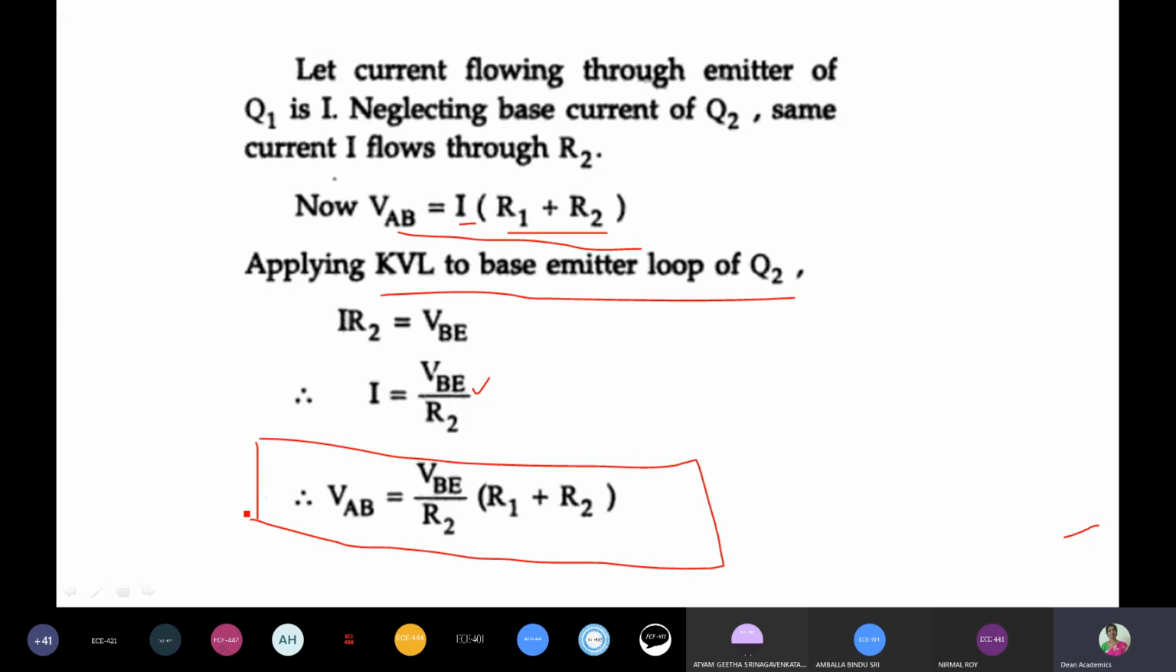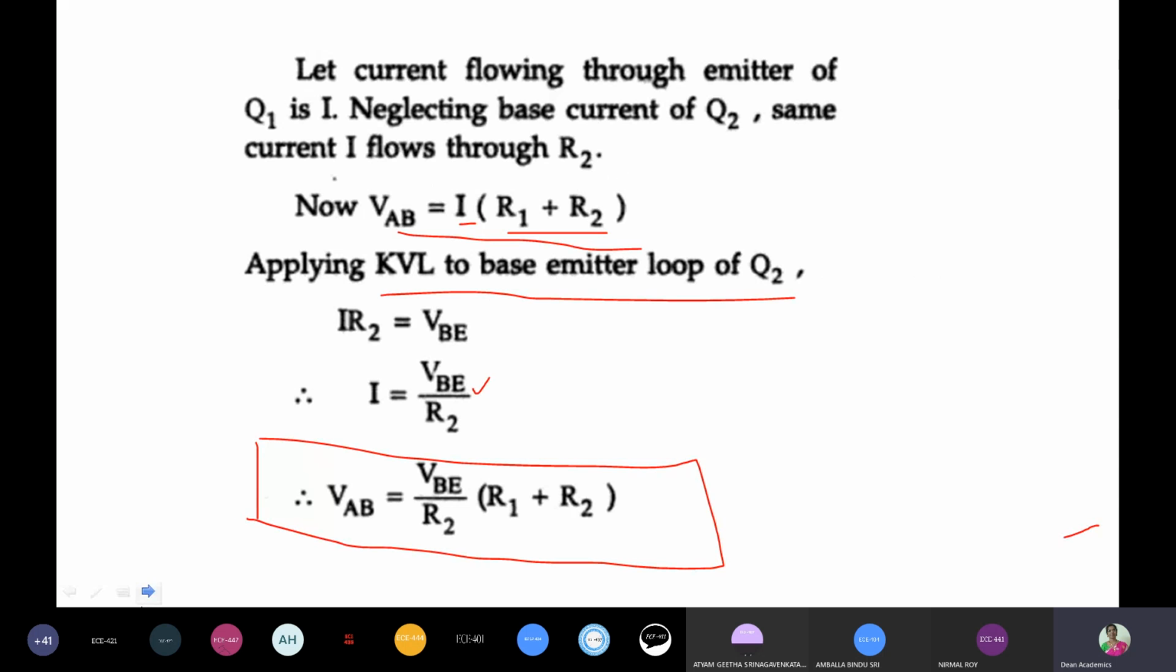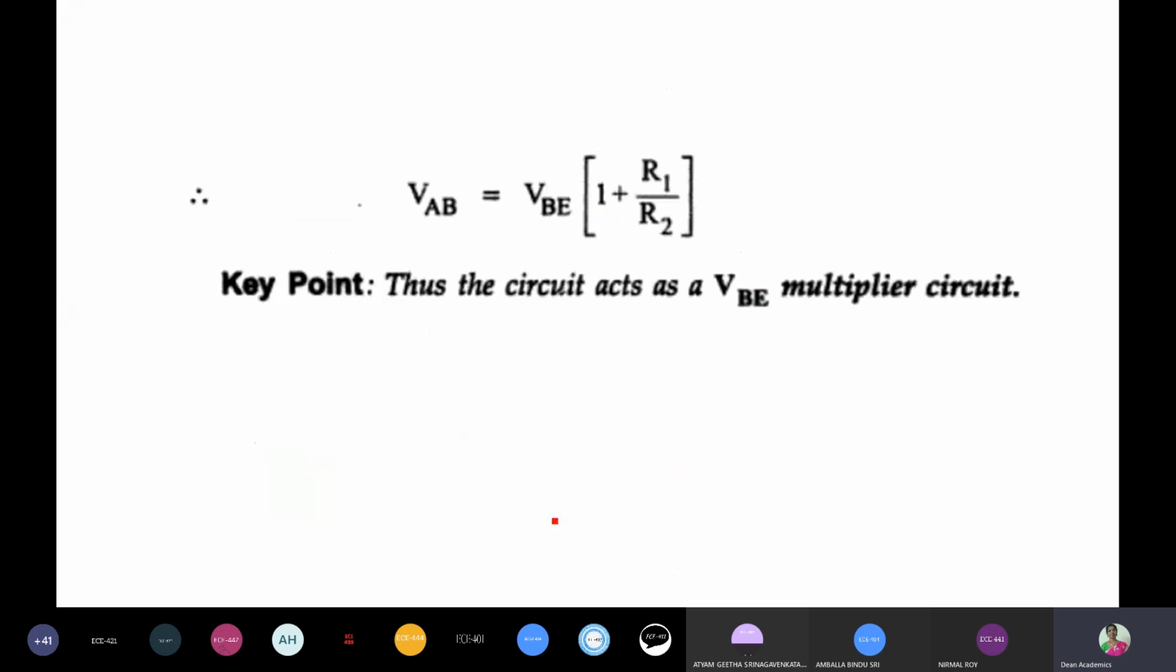Yes, ma'am. Okay. Now let us see what is VAB. You take this R2 inside the brackets, then VAB is equal to VBE into 1 plus R1 by R2. So you express VAB, which is equal to VBE into 1 plus R1 by R2.